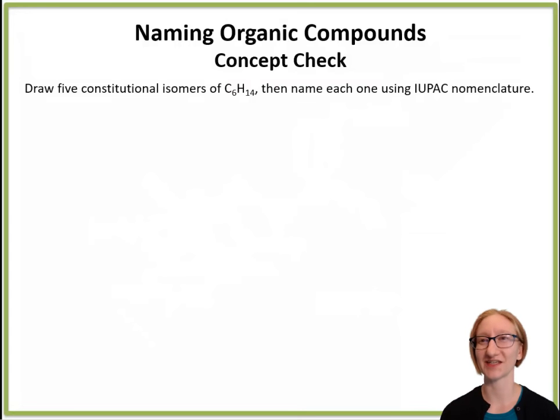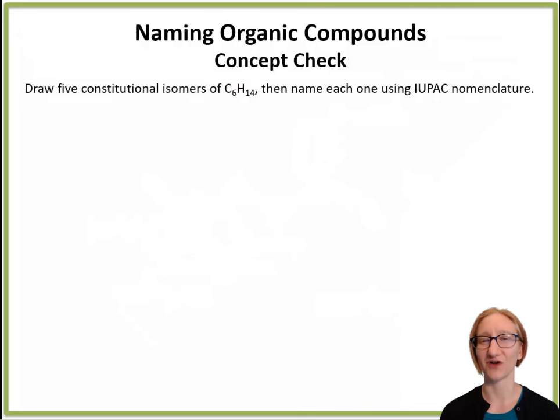This question is asking you to draw 5 different constitutional isomers of C6H14 and to name them. To do that, you need to remember that constitutional isomers are structures with the same formula, here C6H14, but with different connectivity of the atoms. You should also realize that C6H14 follows the standard formula for an alkane, so we have no degrees of unsaturation here, no alkenes or alkynes, and we're just dealing with the linear and branched forms of an alkane.